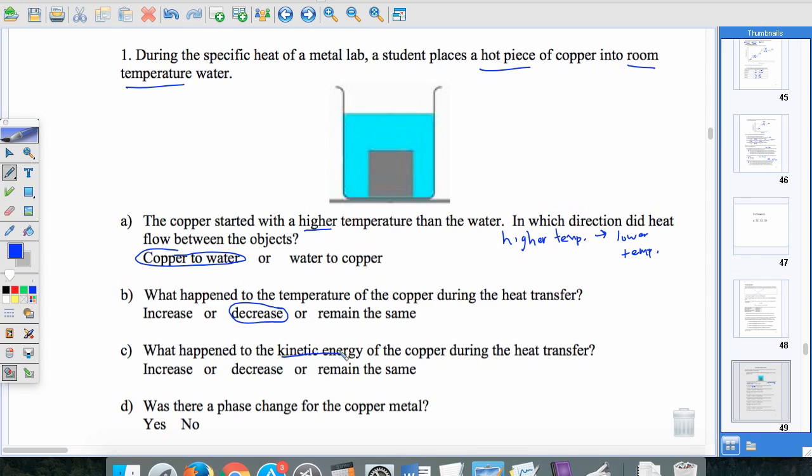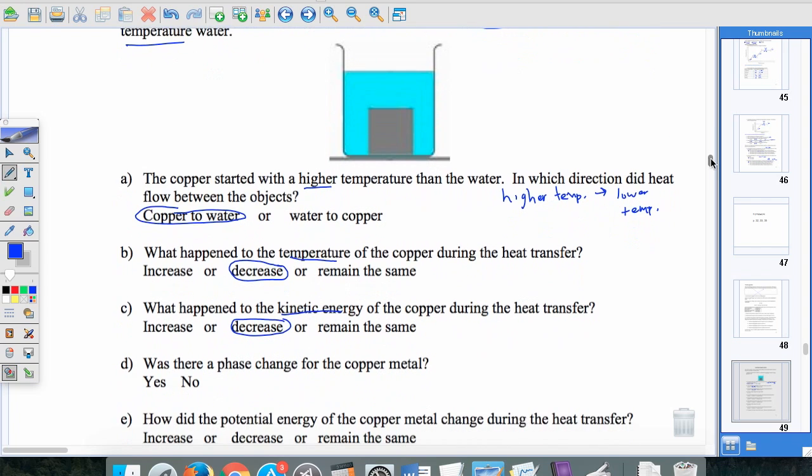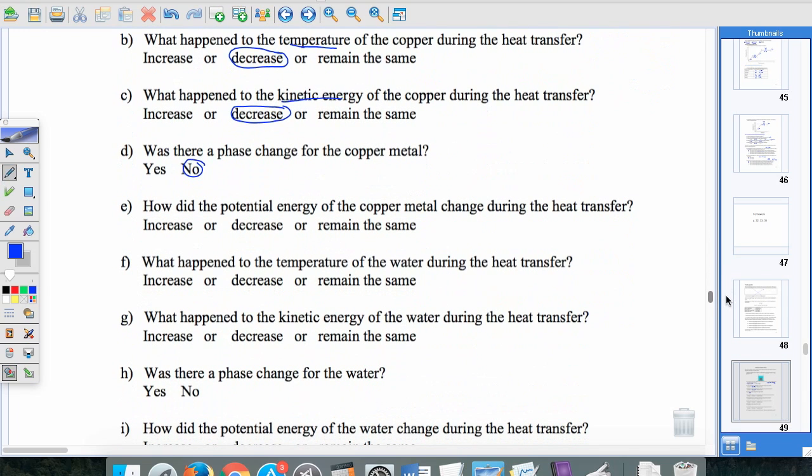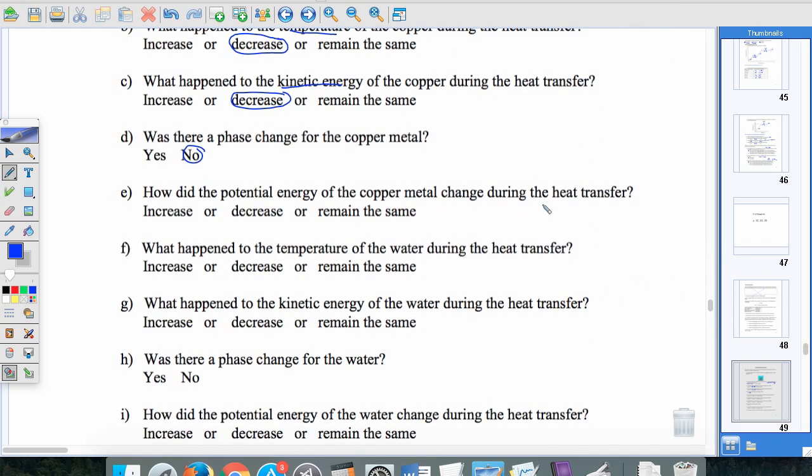Well, if the temperature is decreasing, the kinetic energy and the temperature are proportional to each other, so it's also decreasing. Was there a phase change? No, when you guys did this and you put the metal in the water, the metal didn't melt or freeze or anything. And if it's already solid and it's losing energy to the water, it's not going to change into a liquid or a gas, because in order to change to a liquid or a gas, it needs to gain energy. So there's no phase change for the copper. How did the potential energy of the copper metal change during the heat transfer? Since there's no phase change, let's see if I can write that.